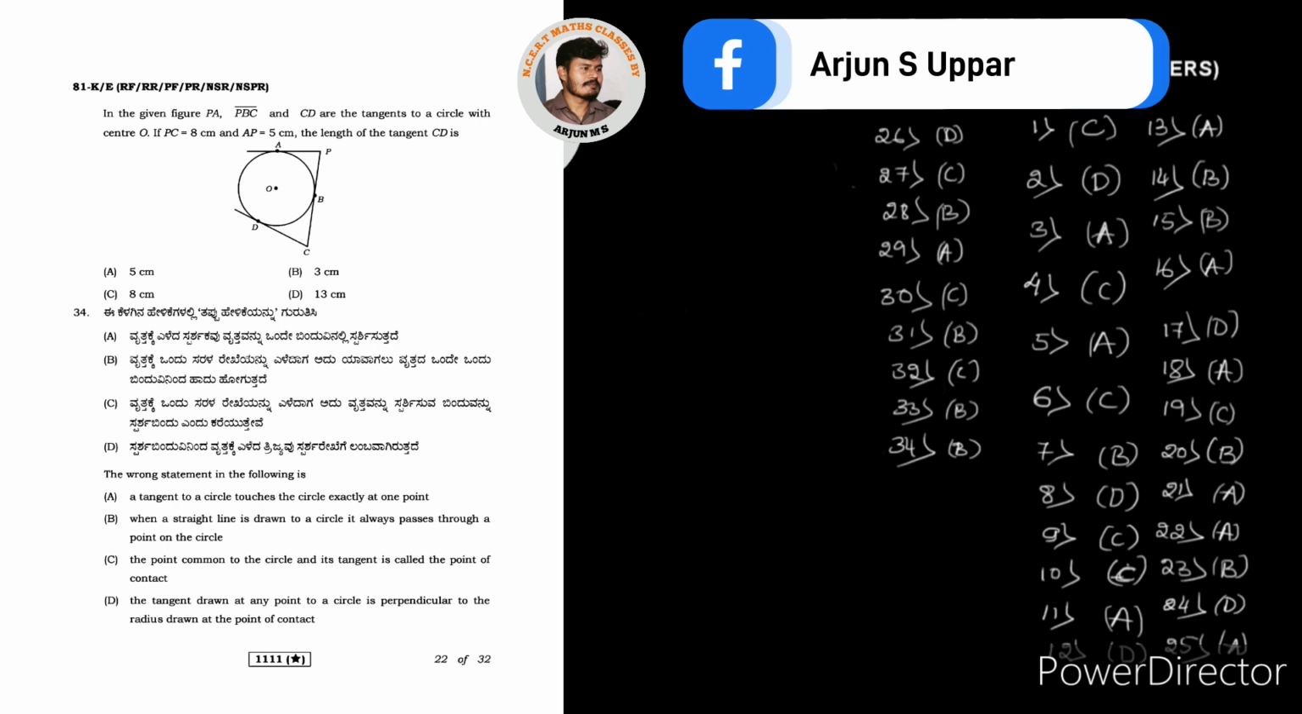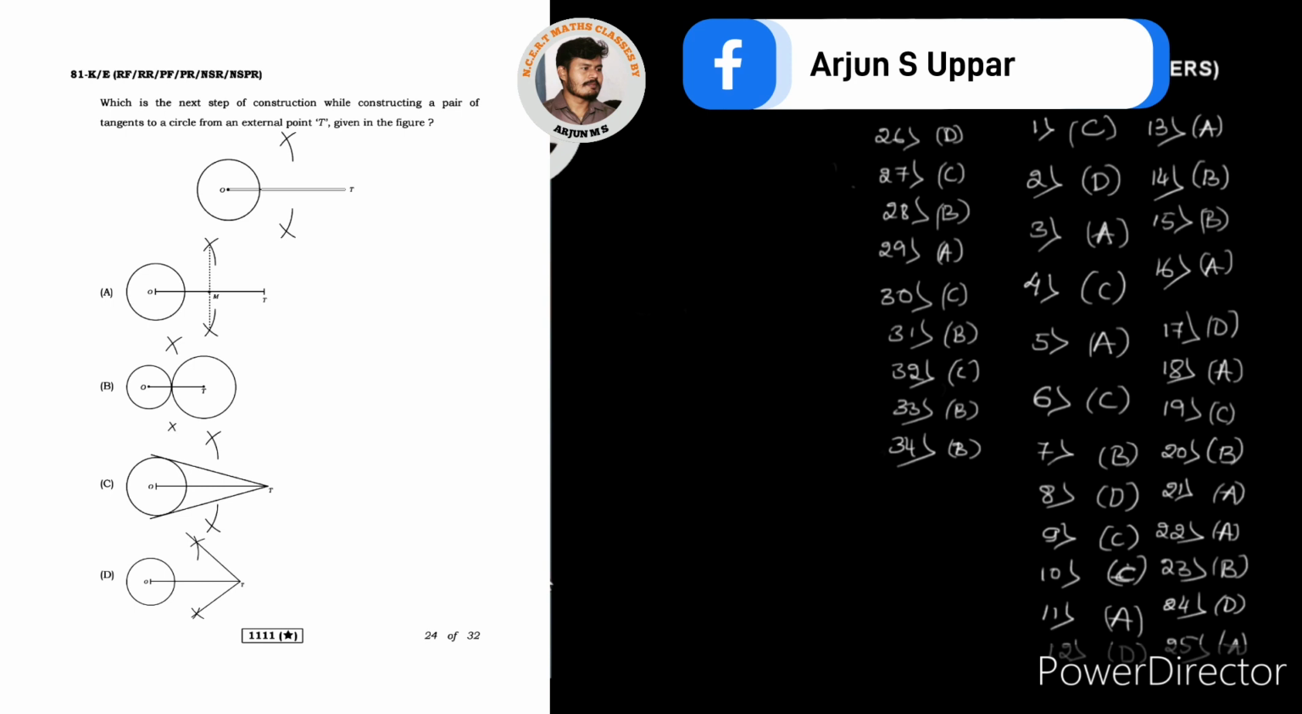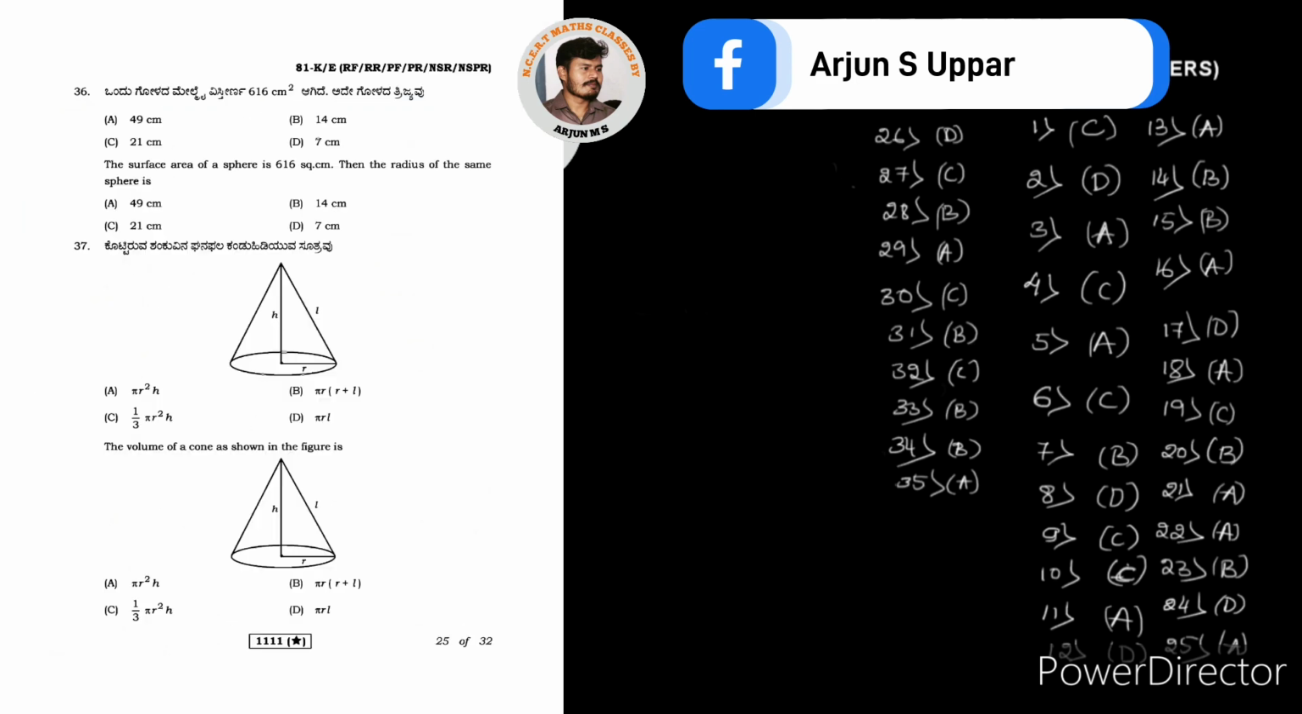So let's move to the next question, that is 35th question. Here the question is, which is the next step of the construction while constructing a pair of tangents to a circle from the external point T given in the figure. So this is very simple, you just join these two arcs. So that's why option A is the correct answer. 35th question, option A is the right answer. So let's move to the next question.